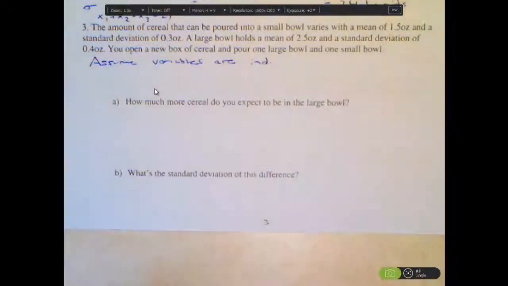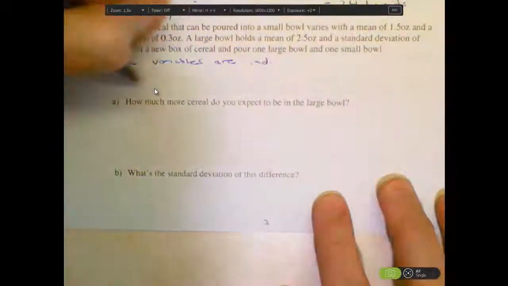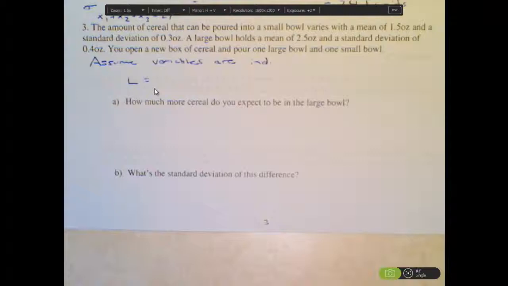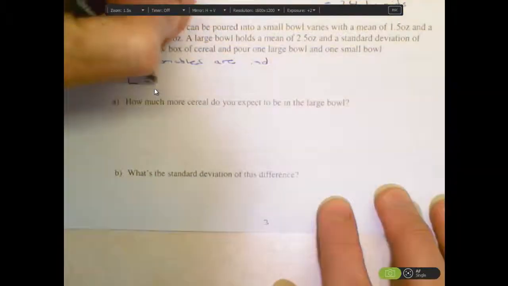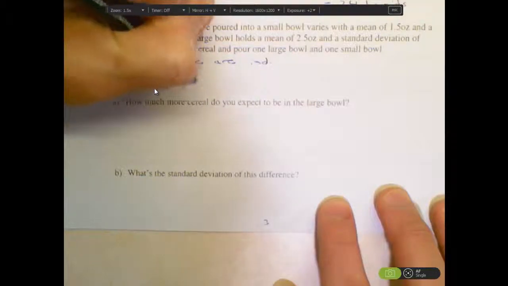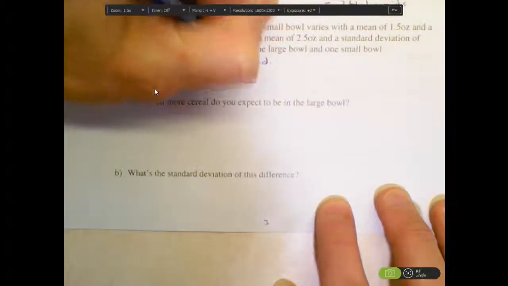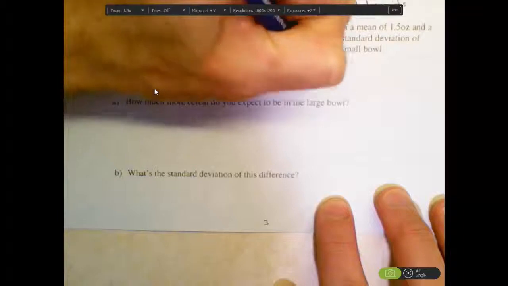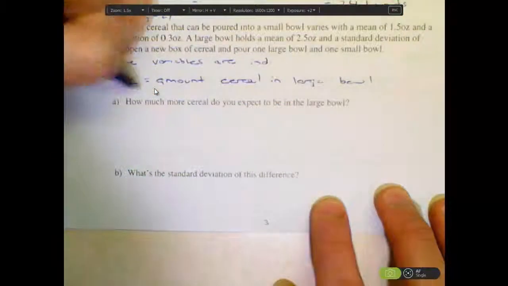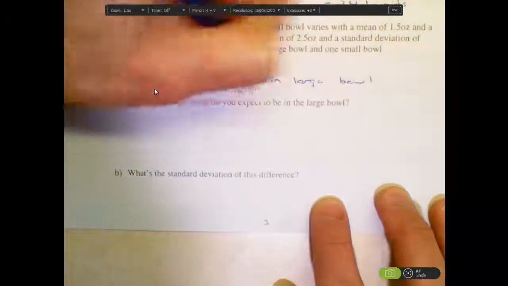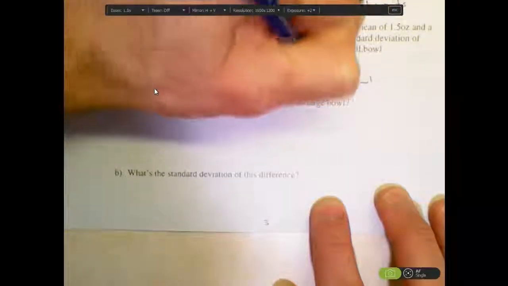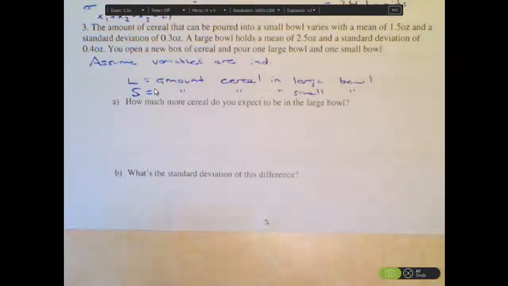I have cereal that I poured into a large bowl and a small bowl. If this is a free response question, I need to define them. L can't just be large. That has no context to it. So L is the amount of cereal in the large bowl, and S can be the amount of cereal in the small bowl. Pick variables that are going to make sense for the question that you're working on. That makes sense.